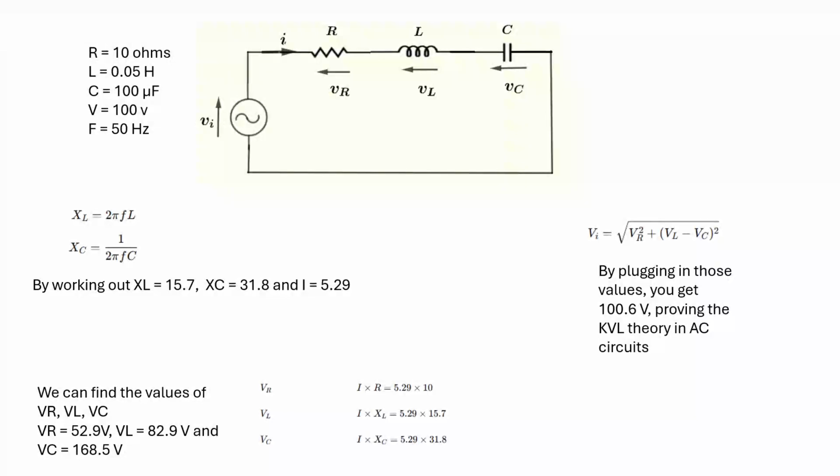To check KVL in AC form, there's a vector equation, which is V_S equals the square root of VR squared plus (VL minus VC) squared. When you plug in all of the values, you will get about 100.6 volts, maybe lower, maybe higher, depending on how you rounded, which matches the supply voltage of 100. That shows that KVL still holds true in AC circuits. We just have to add voltages vectorially instead of in a straight line.